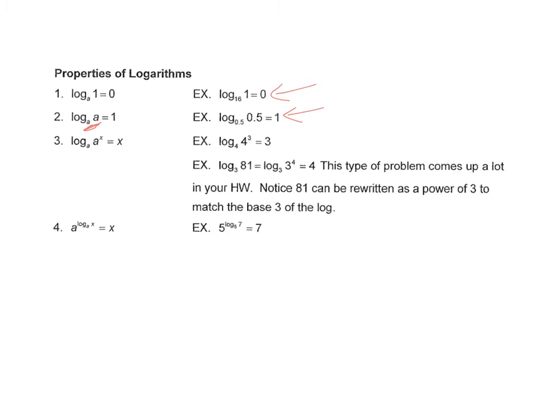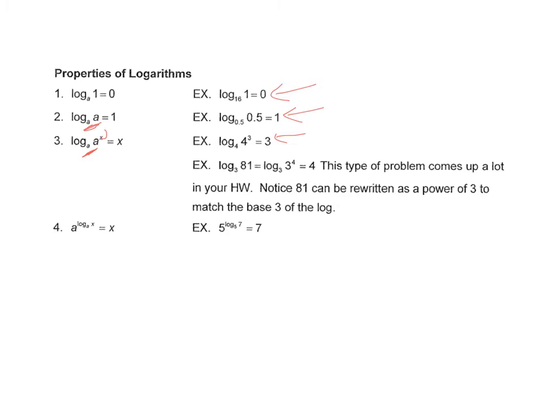Property number 3, log base a of a to the power of x equals x. It's like property number 2, only we have some exponent on our number. And so if the little base and the number are the same, the answer is just the exponent. For example, log base 4 of 4 to the 3rd would just equal 3.